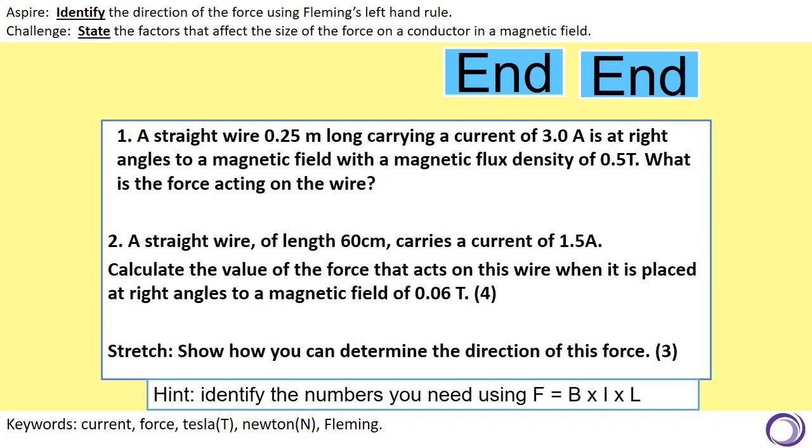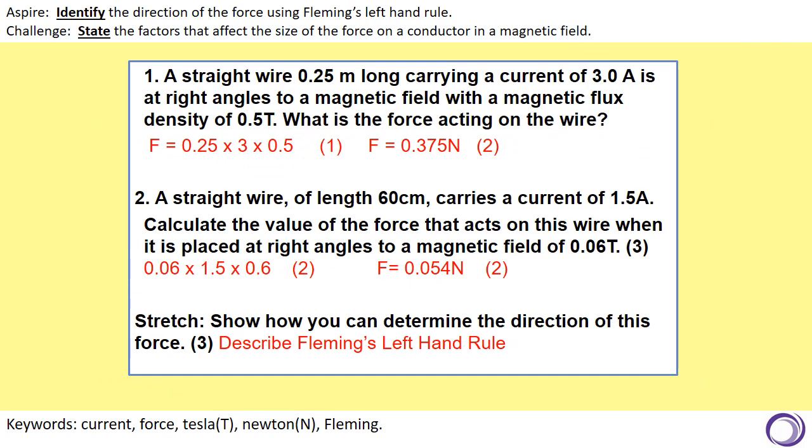Right, let's see how you got on. So the first question, there's no conversions, it's just a straightforward substitution, which should give you, to 3 significant figures, 0.375 newtons.